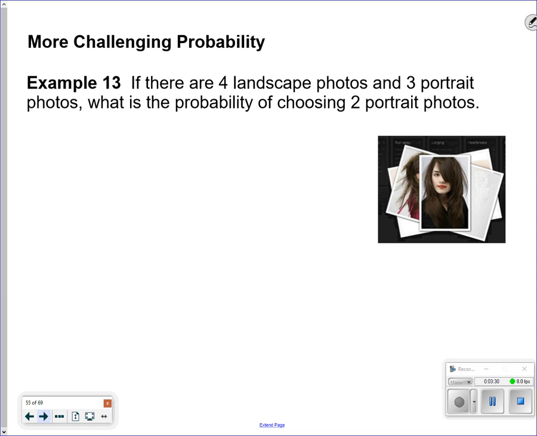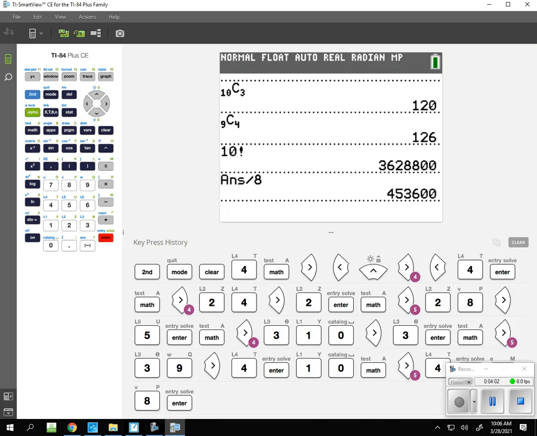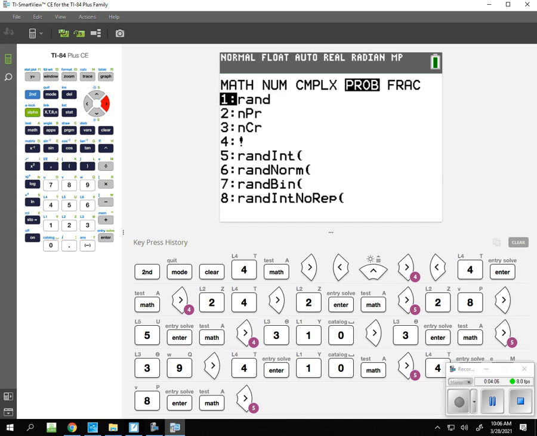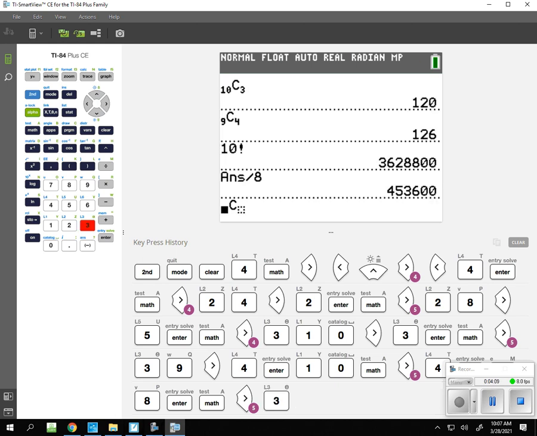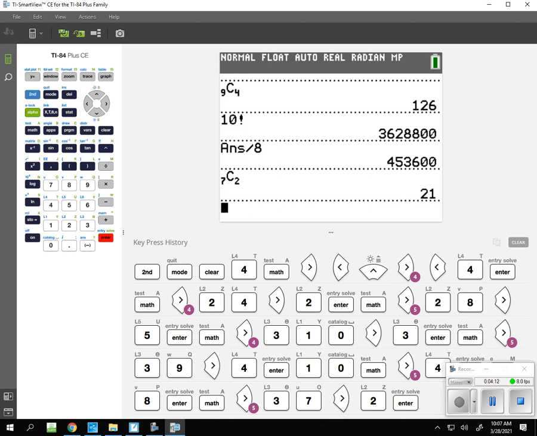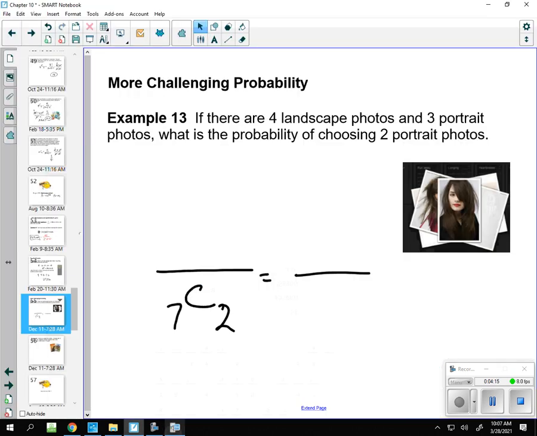Now, a little more challenging here. If there are 4 landscape photos and 7 portrait photos, what is the probability of choosing 2 portrait photos? Let's talk about the total possibilities. We're talking about a combination: 7 choosing 2. If I have 7 possible photos and I'm going to choose 2 of them, the order doesn't matter. Using my calculator, math, probability, a combination because the order doesn't make any difference, 7 photos choosing 2 of them. There are 21 different ways for that to occur.